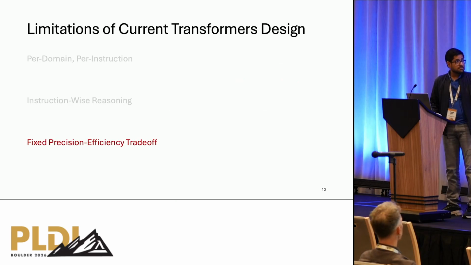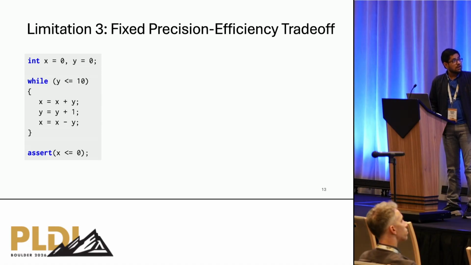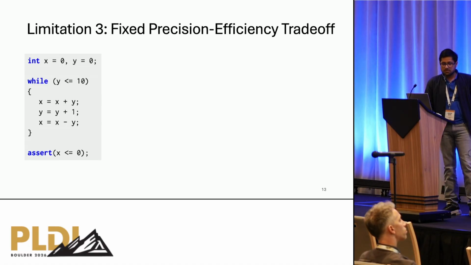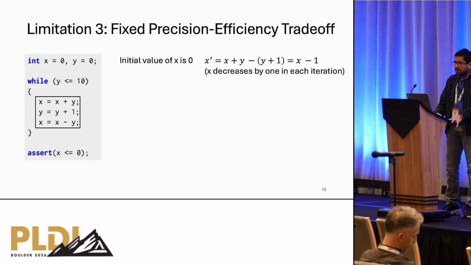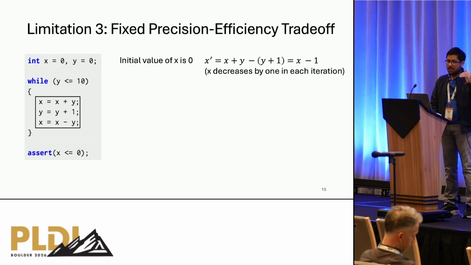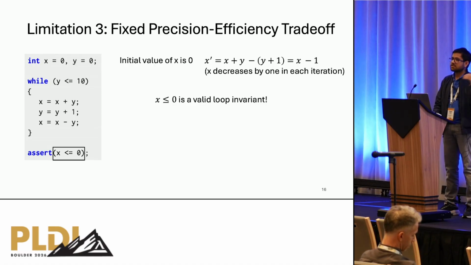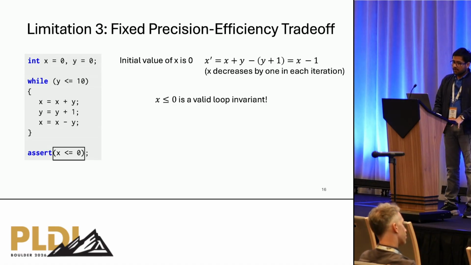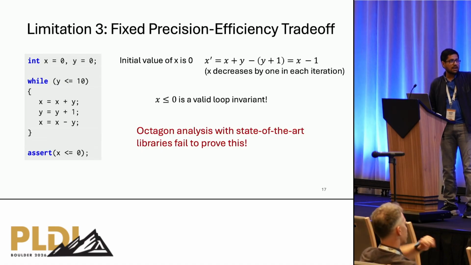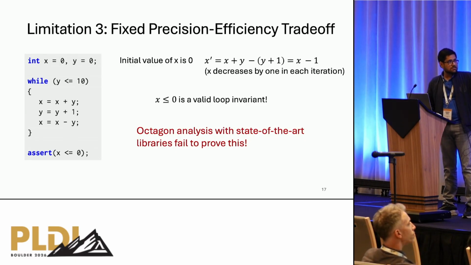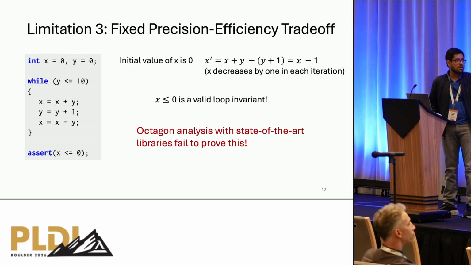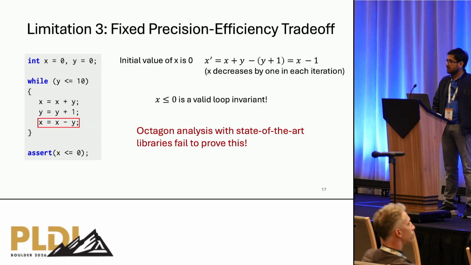Finally, we have this fixed precision-efficiency trade-off. I'll spend a bit more time on that. Let's consider this example. The initial value of x is 0. The loop body decrements x by 1. So it's easy to see that x less than or equal to 0 is a valid loop invariant. But when we analyze this program with the Octagon analysis using a state-of-the-art library, we see that the analysis is not able to prove the assertion. When we investigate, we see that the transformer for x equals x minus y is imprecise.